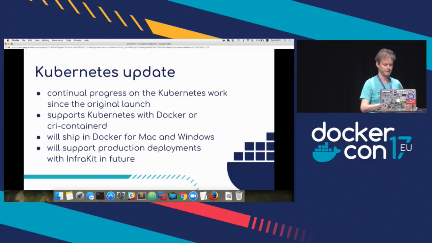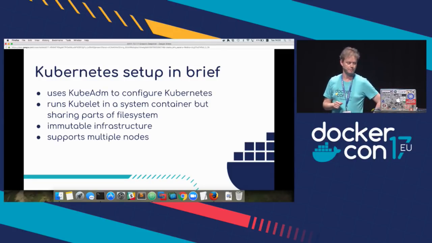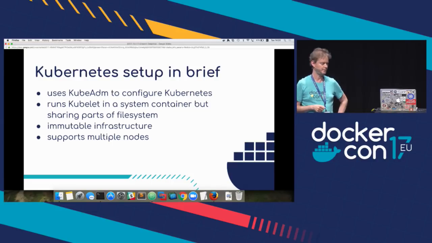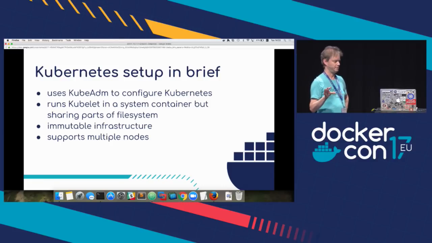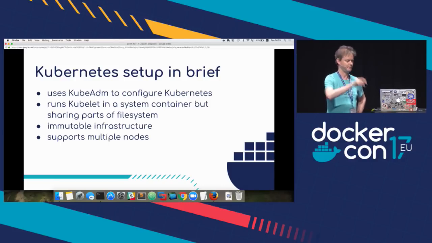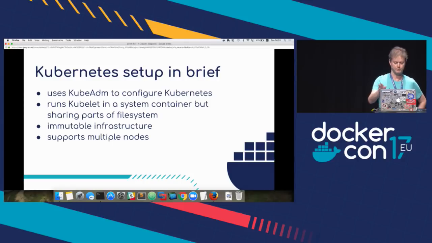So we're really hoping to get towards production deployments with replicated etcd. There's talk about this at the Maybe Summit on Thursday as well. In brief, we built the setup with LinuxKit on kubeadm, which is a nice tool for installing and configuring Kube, which we found really nice. We run the kubelet in a system container, but it's a kind of complicated setup, as I'll show you in a minute. It shares lots of the file system. It's all immutable infrastructure like LinuxKit provides, and we do support multiple nodes.